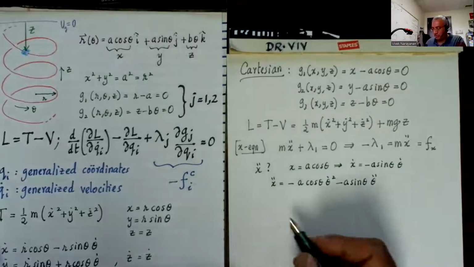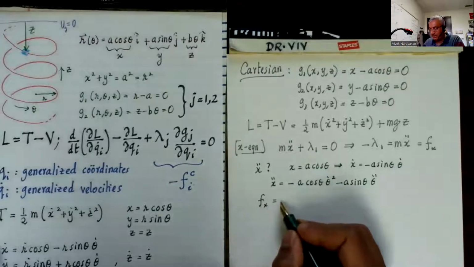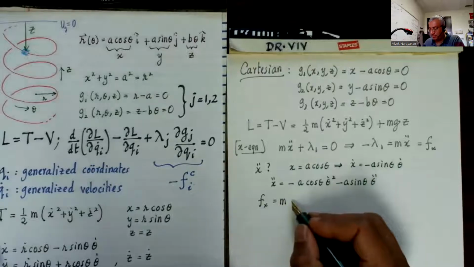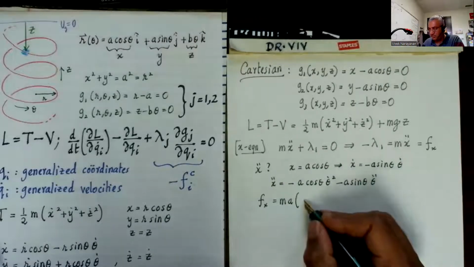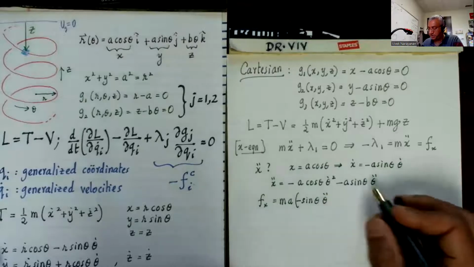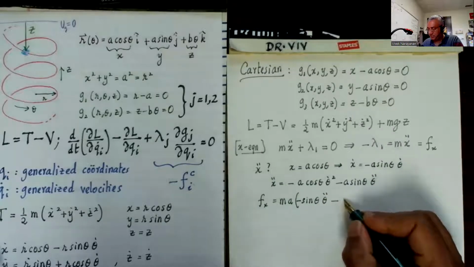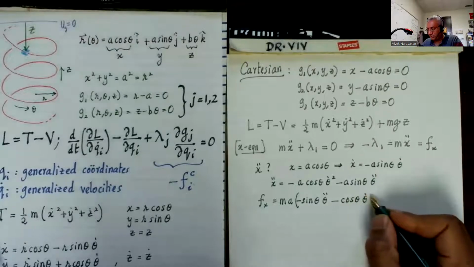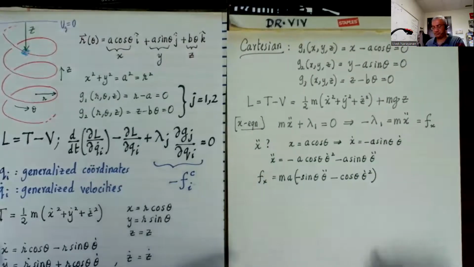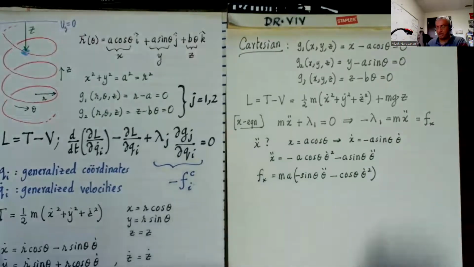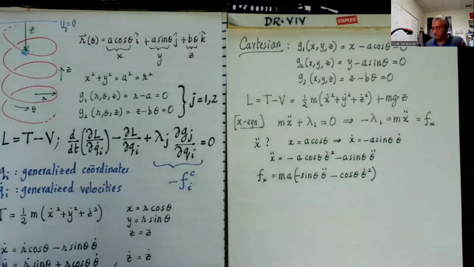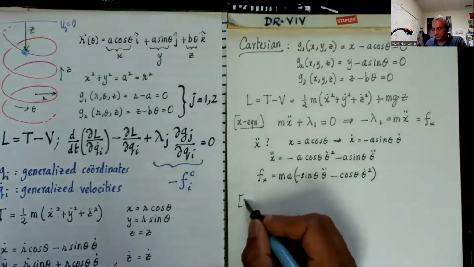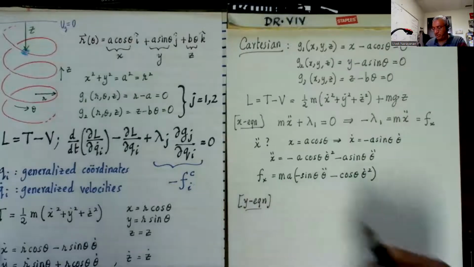All right. So I'm going to write F sub x as m times x double dot, which is, there's an a common to both terms, so it's ma times, I'll write the sine theta term first, negative sine theta, theta double dot, negative cosine theta, theta dot squared. Let's just leave it like that. Okay. Now I'm going to move on to the y equation. We're not going to bother with the z equation because it's already in Cartesian form.